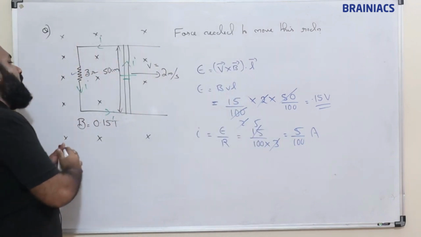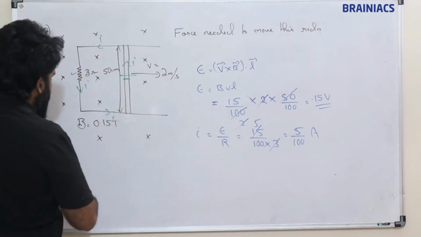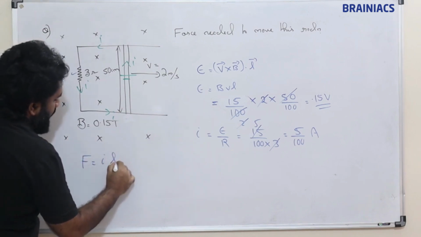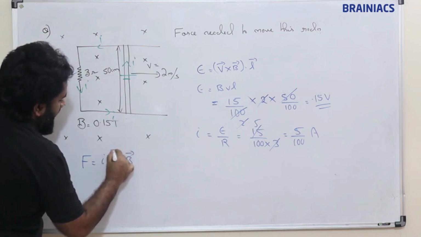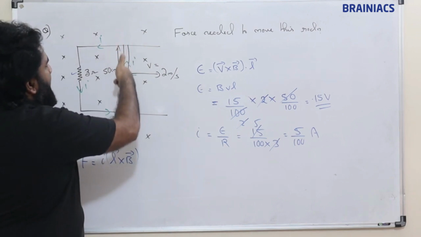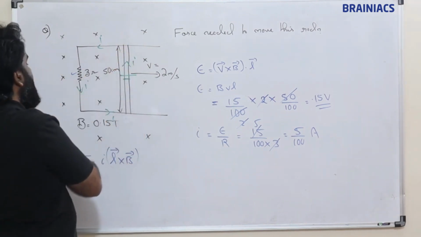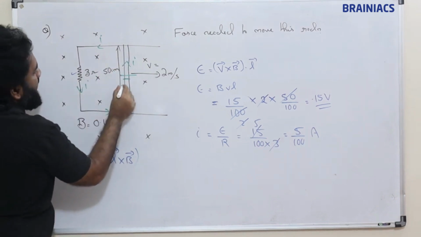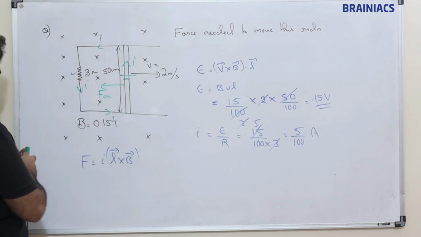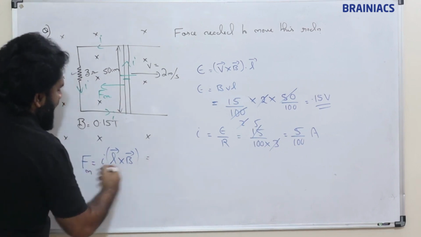So when this current is flowing like this, what will the force be? A magnetic force will be acting. F is equal to I into L cross B, L vector cross B vector. So L vector is in this direction and B vector is in this direction, so the magnetic force will be acting in this direction. So what will be that force? This magnetic force is equal to ILB.